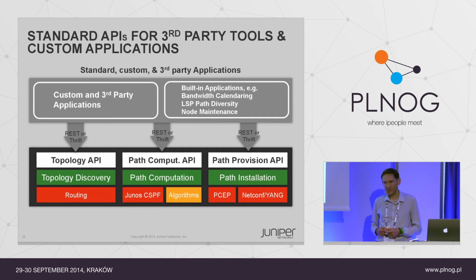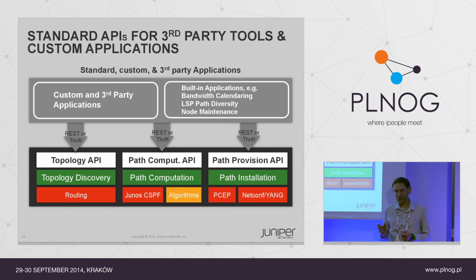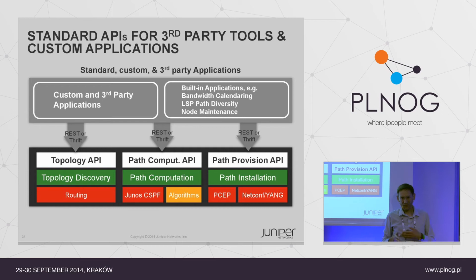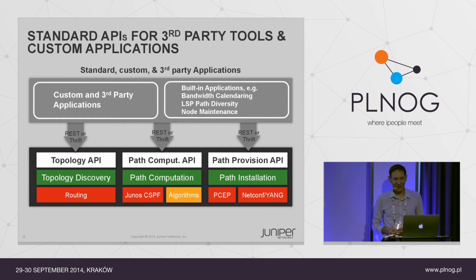Also, there's a path provisioning API. If you've got an external application that already knows the precise path it needs, it can actually communicate that path using the API to this part of the controller, and that triggers the controller in turn to set up that corresponding LSP via PCEP into the actual network. So those are the three main pillars and their corresponding APIs.